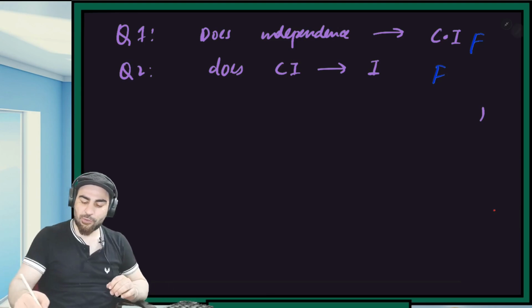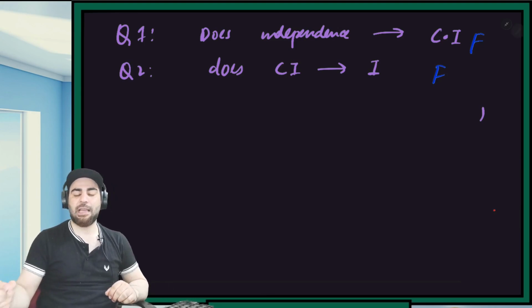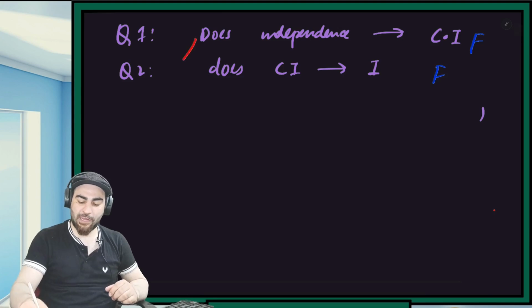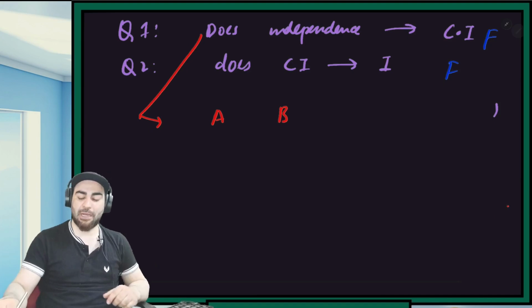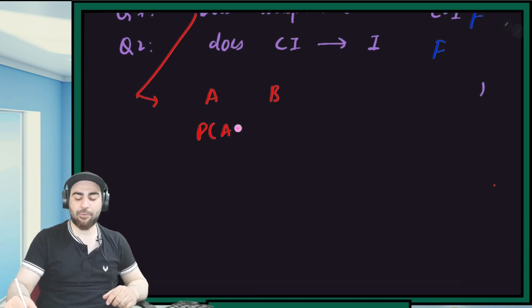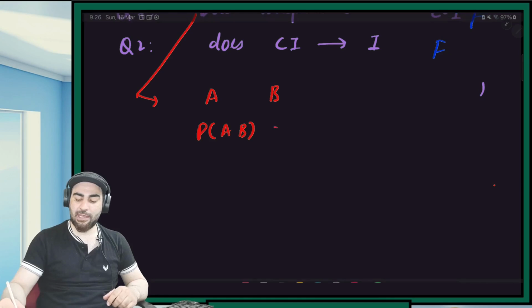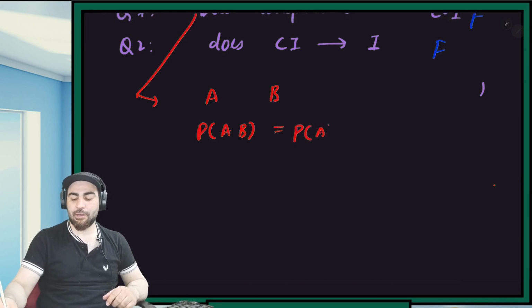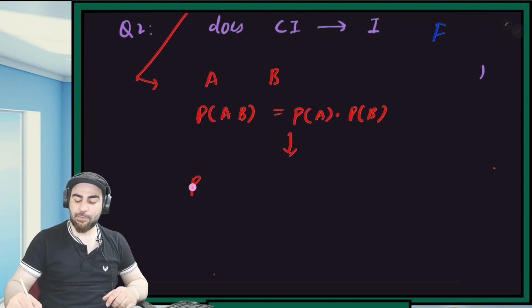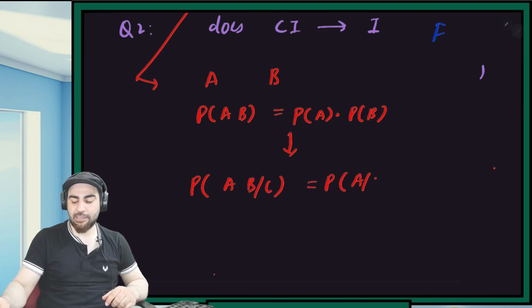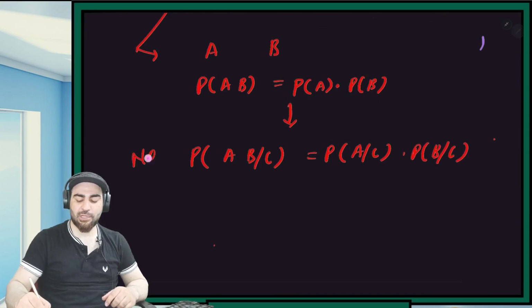So let's now put question one mathematically. Does independence imply conditional independence? Suppose we have events A and B, and they are independent. Mathematically it means that the probability of A and B happening together is equal to the probability of A multiplied by the probability of B. If this is the case, does this imply that the probability of A and B given C is equal to the probability of A given C multiplied by the probability of B given C? The answer was no, this is not necessary.